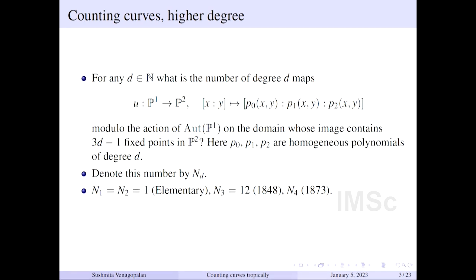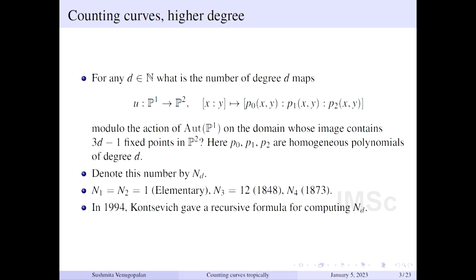If you start doing some algebraic geometry, that's one of the first things you see, and it's something you can actually calculate by hand. You take quadratic polynomials and constrain them to pass through 5 generic points. But from 3 onwards, it gets complicated. N3 was computed in 1848. N4 took more time, 1873, and after that people were stuck until 1994 when Kontsevich gave a recursive formula for ND, kind of revolutionizing the field.